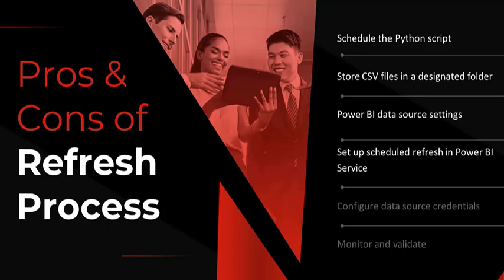Publish the Power BI report to the Power BI service and configure scheduled refresh for the dataset. Go to the dataset settings in the Power BI service and set up a schedule for data refresh. Specify the frequency, daily, weekly, etc., and the time when the refresh should occur.